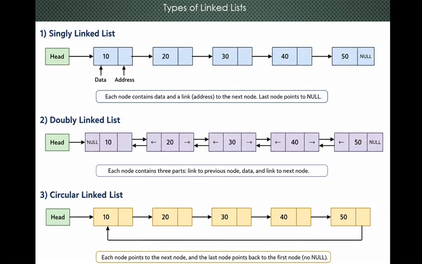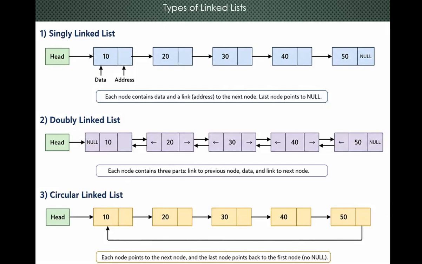Very importantly, the last compartment, or the third compartment, of the last node is null because it is the last in the list. And the first compartment, that is the link to the previous node, of the first node is null because it is the first node in the list.